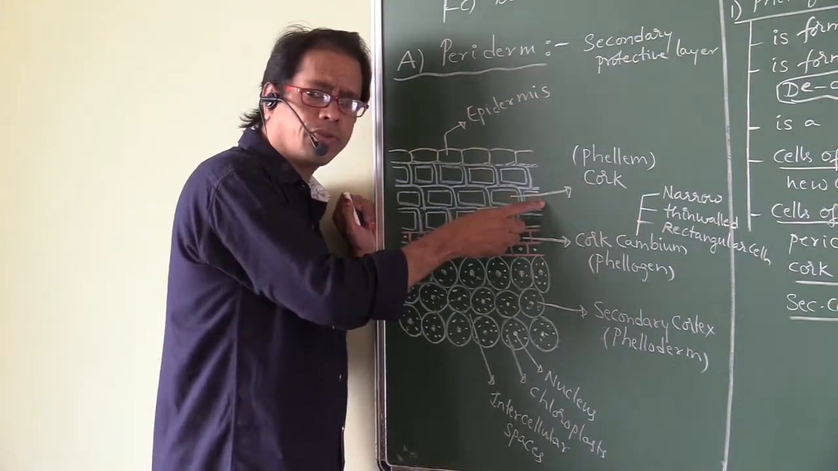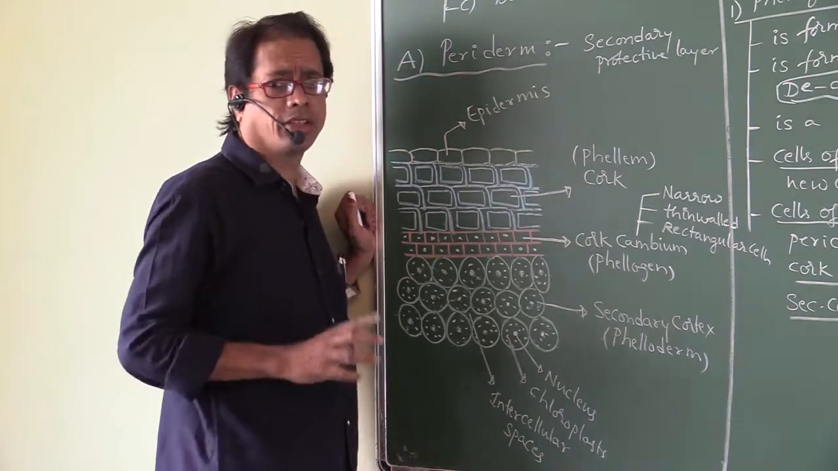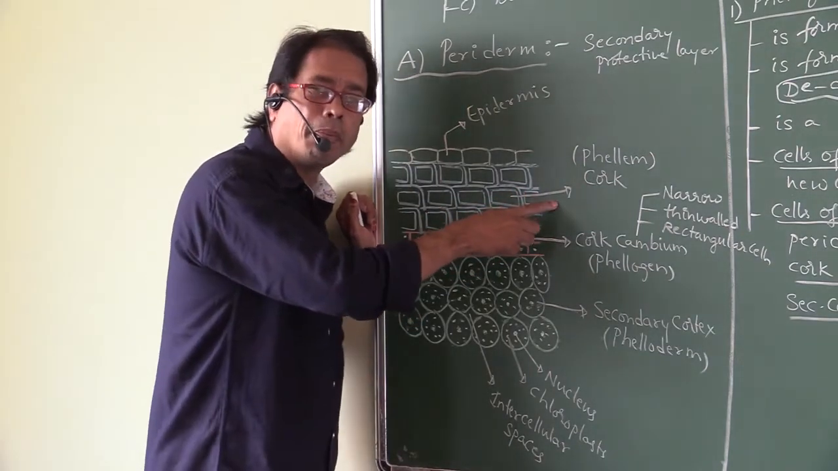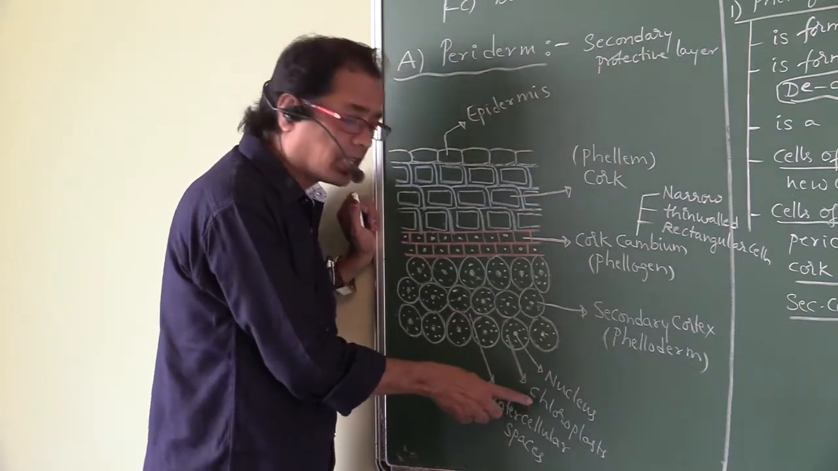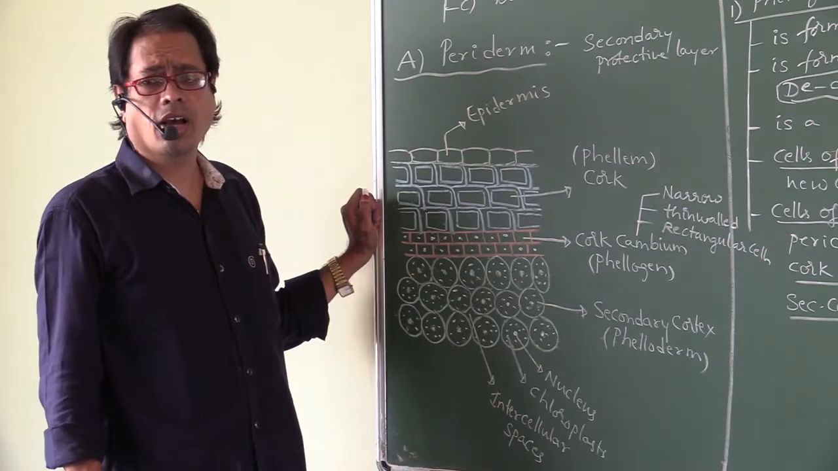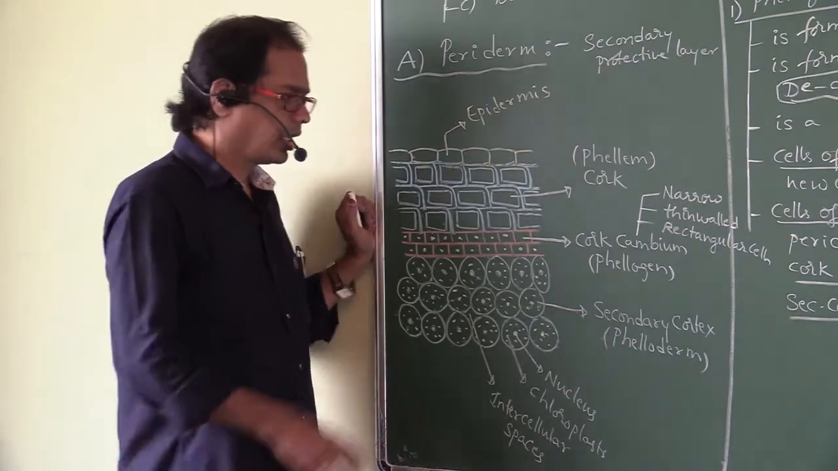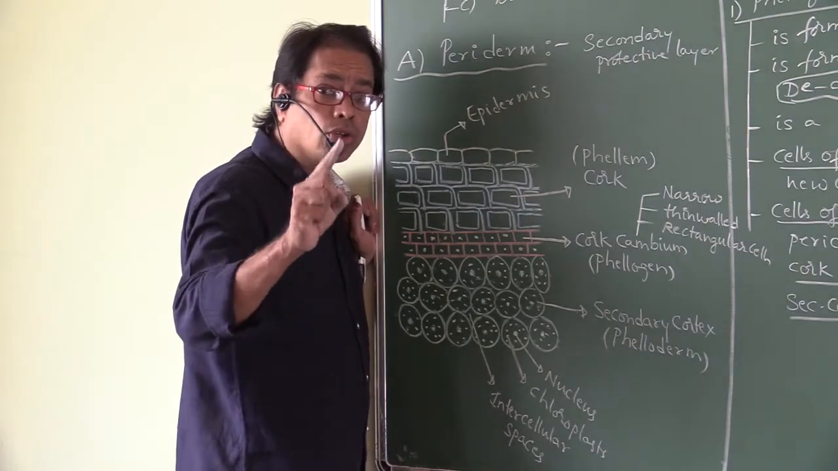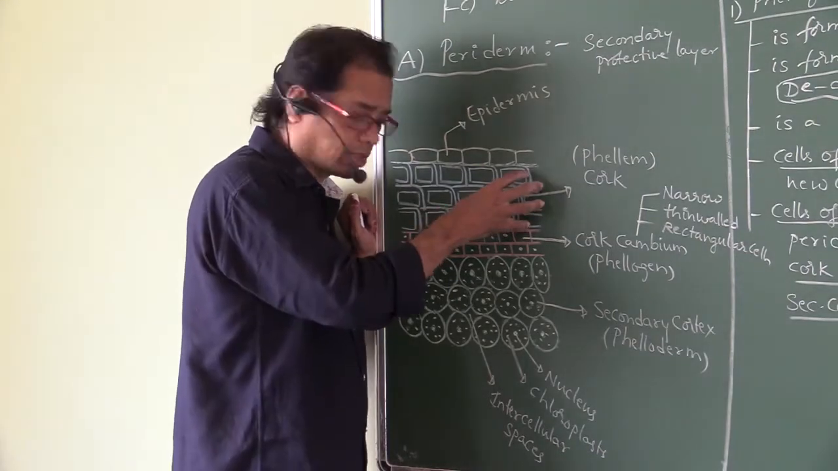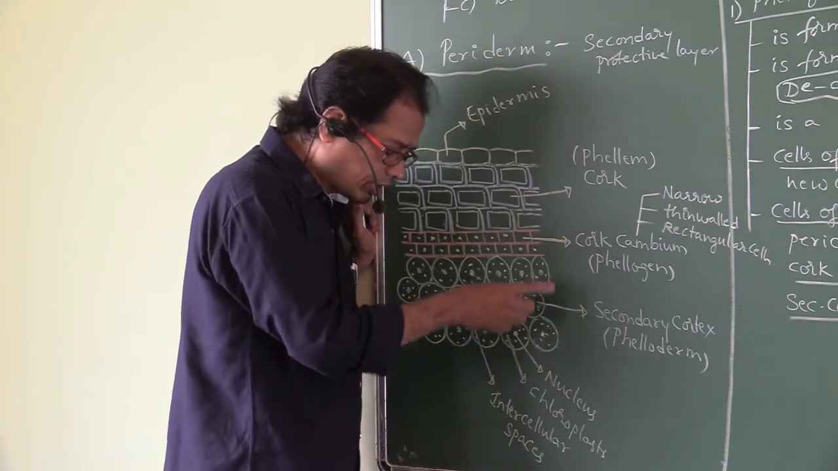Whereas cork tissue is useful for mechanical strength. Secondary cortex is useful for assimilation of food materials or photosynthesis. Here the cork tissue cell wall is made up of suberin, suberized dead cells. These are dead cells. These are living cells.